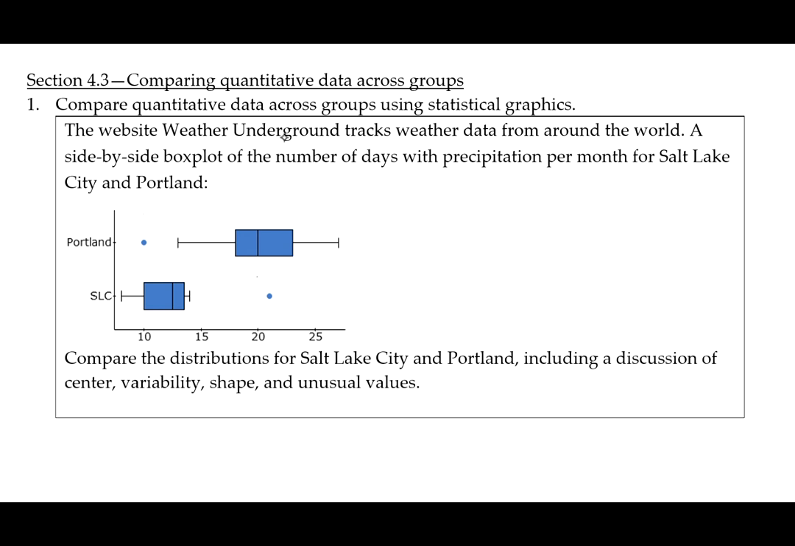Shape can be determined by looking at whether there's symmetry in our box plots or whether one side of the distribution is stretched out longer, indicating skewness in that direction. And then unusual values are shown in box plots by dots or asterisks. So these values are marked as dots because they are outliers. So if we compare Portland and Salt Lake City, we can get information about all of these characteristics. And let me add that in.